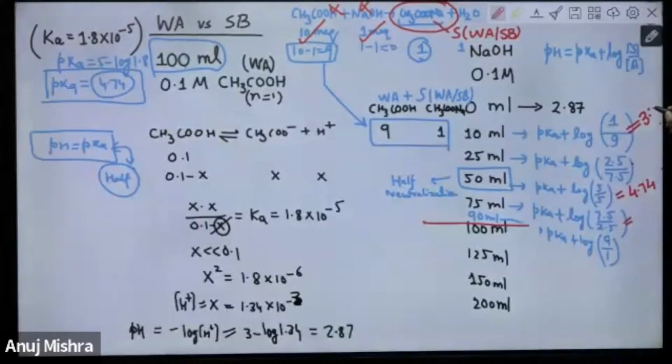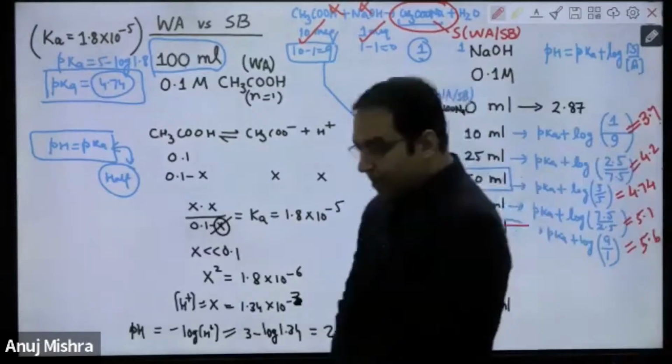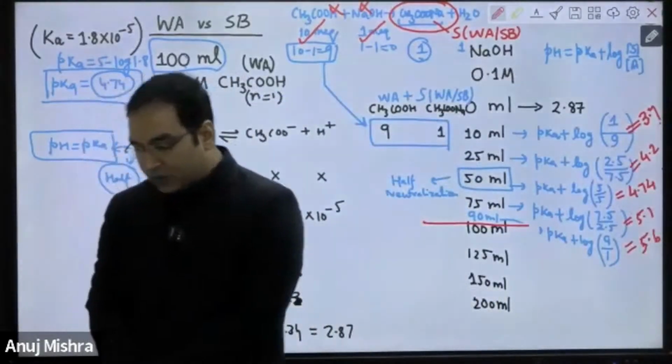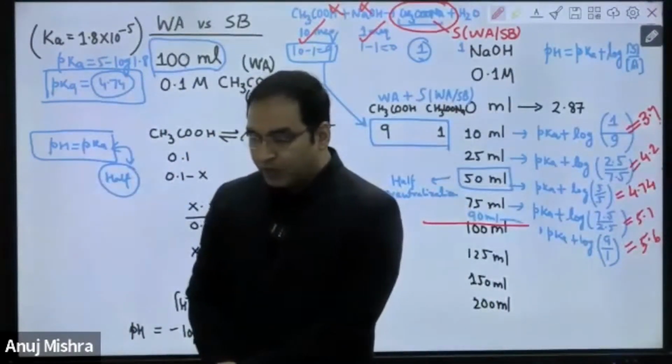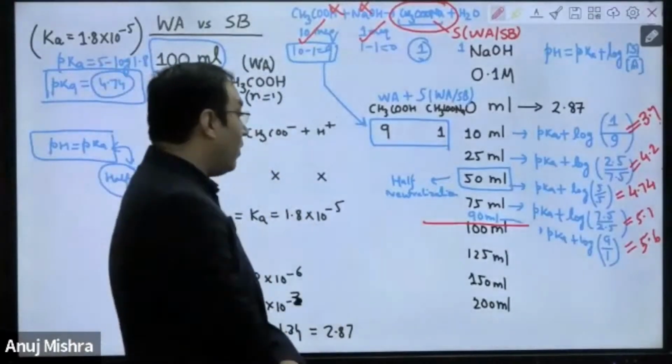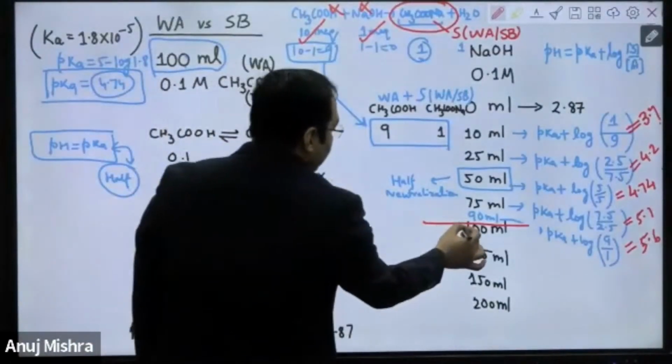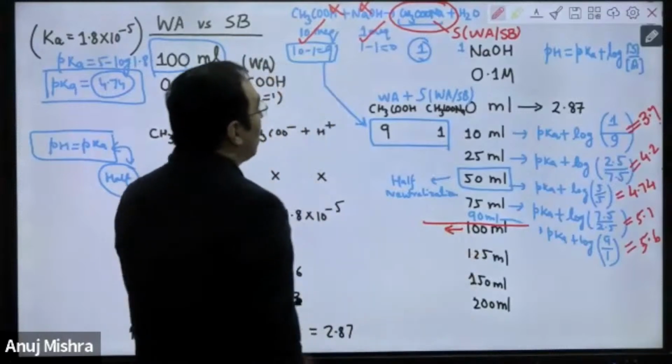Okay, okay. First, others please tell me this one. 3.7. This one, 4.2. 4.7. Next. 5. Next one: 4.74 plus 0.9542. How much? 5.6. Okay. Can you do up to here? Any problem with this? Any issues? Yeah. Now, after this, what we have to do is, this is salt of weak acid strong base.